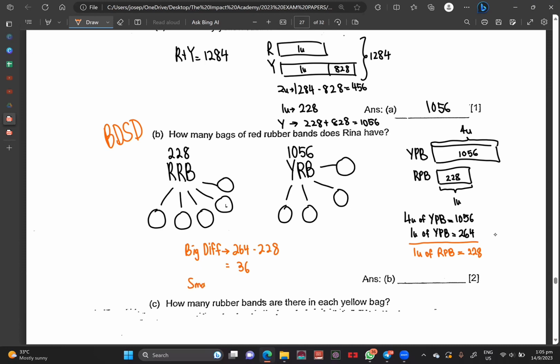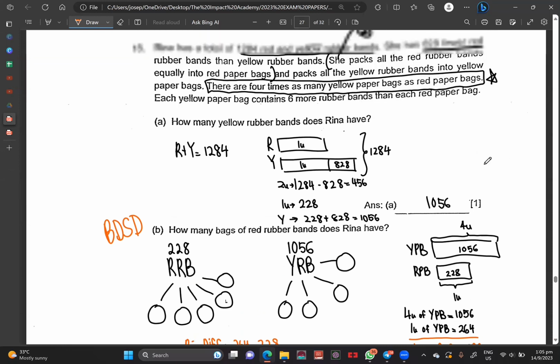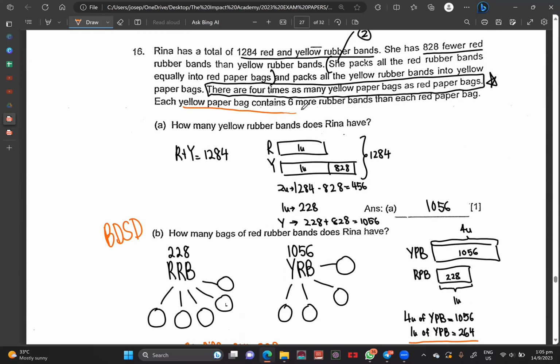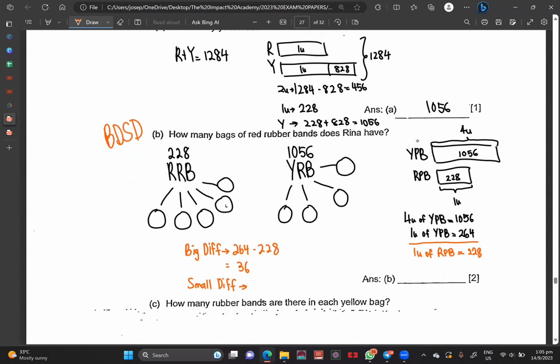And for my small difference, according to the question, it says that each yellow paper bag contains 6 more. So therefore this is the small difference. You just have to do BD over SD. You will simply do 36 divided by 6, and you get 6. Now, what is this? This is 6 bags in 1 unit. Now the question says, how many bags of red rubber bands does Rina have? Therefore, your answer for this question has to be 6.